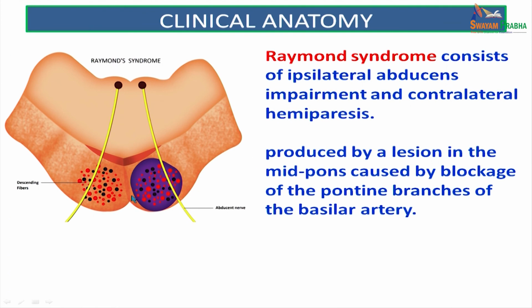And there is another clinical aspect for the sixth cranial nerve, which is called Raymond syndrome, which consists of ipsilateral abducens impairment and contralateral hemiparesis because of the damage to the pontine branches of the basilar artery. So, when there is infarction of the basilar part of the pons, there is involvement of the sixth cranial nerve and the corticospinal fibers. That is the reason there is contralateral hemiparesis along with the medial squint and the diplopia.